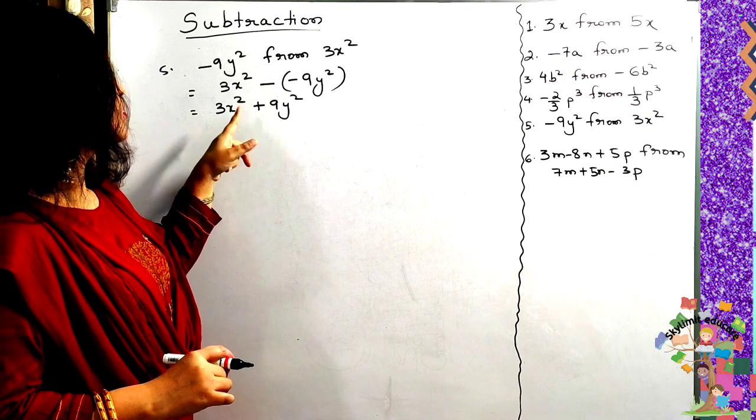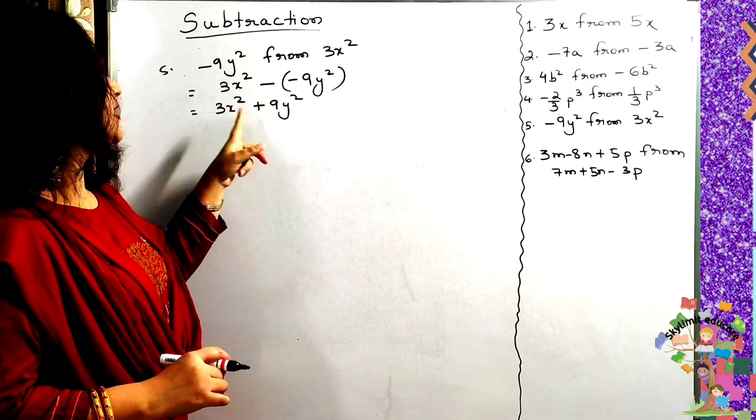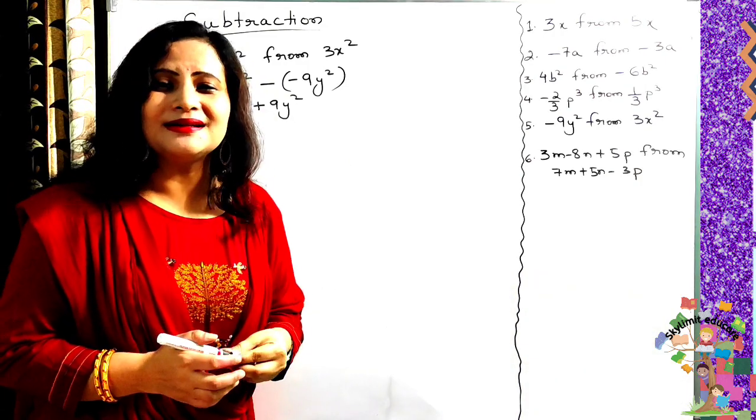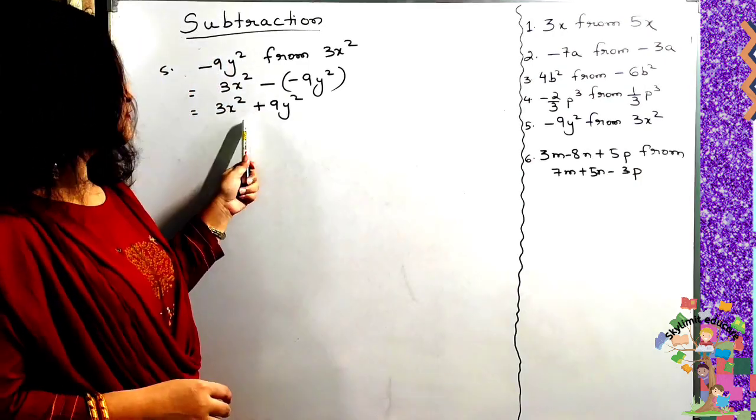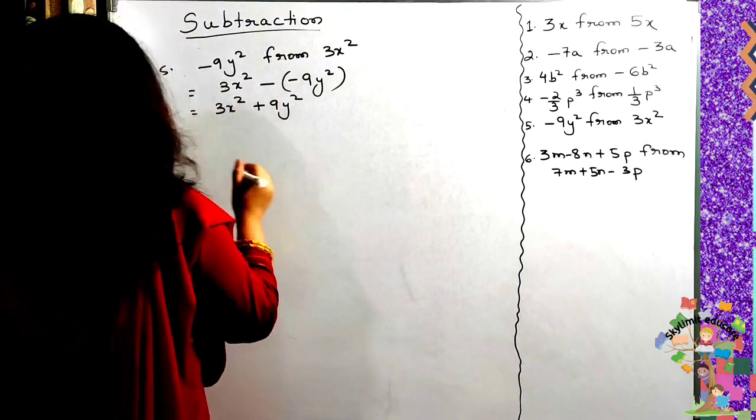Why is this the answer? Because you can see here x square and y square are unlike terms. They do not have the same literal coefficient. So this will be the answer, right? Now students, let us come to the 6th number question.